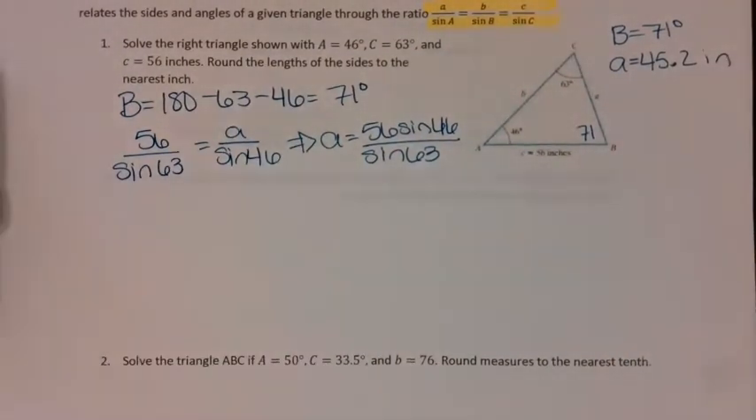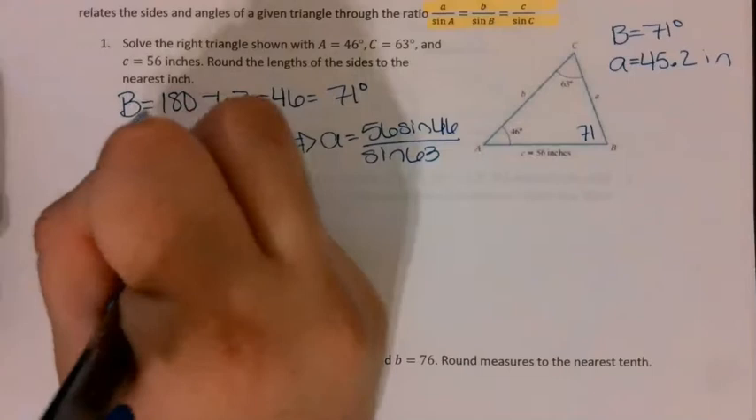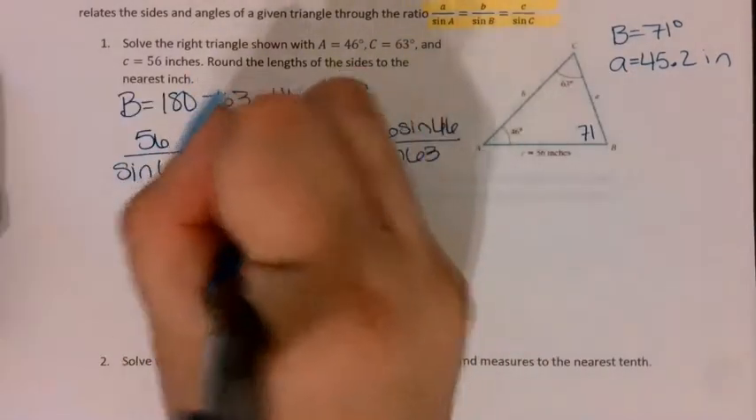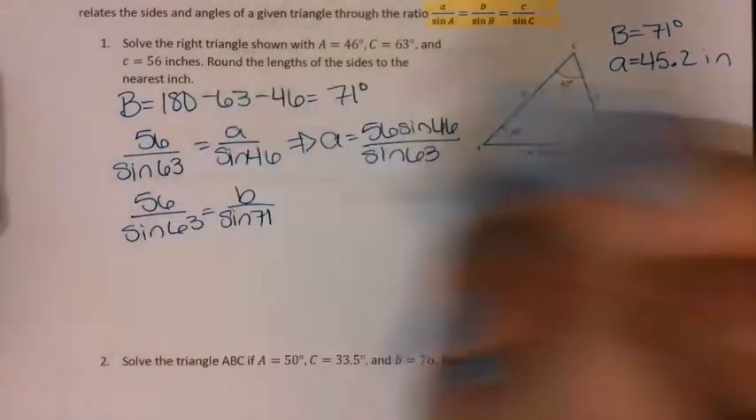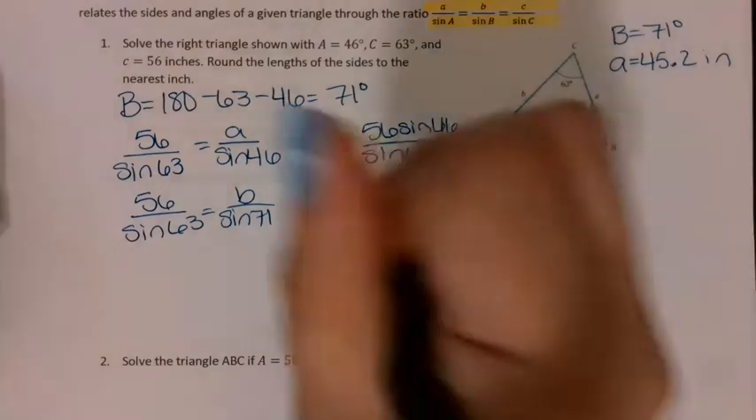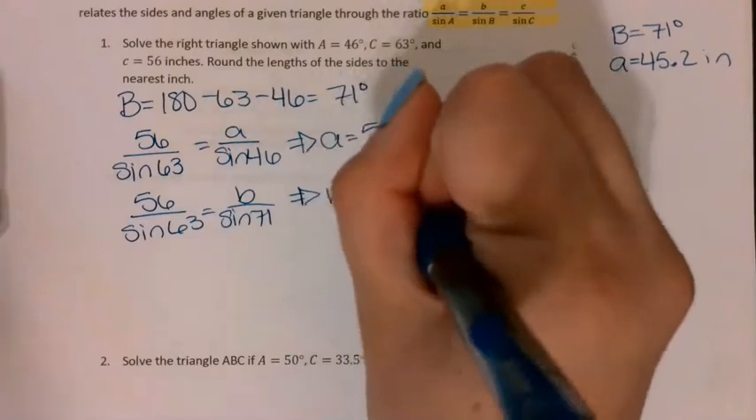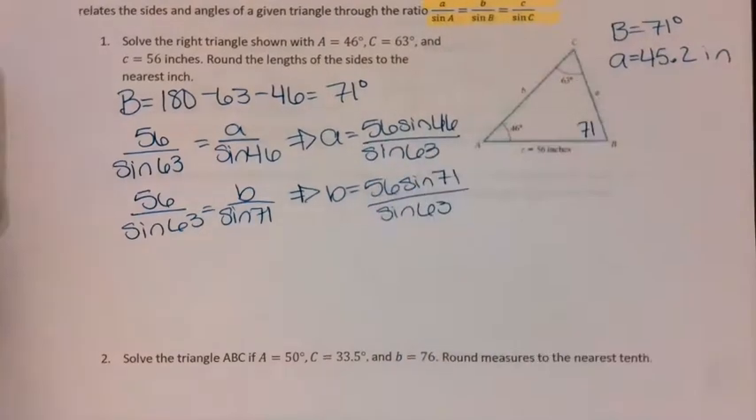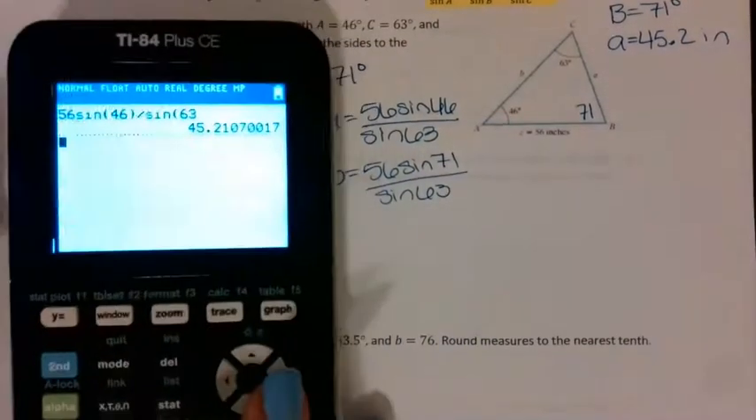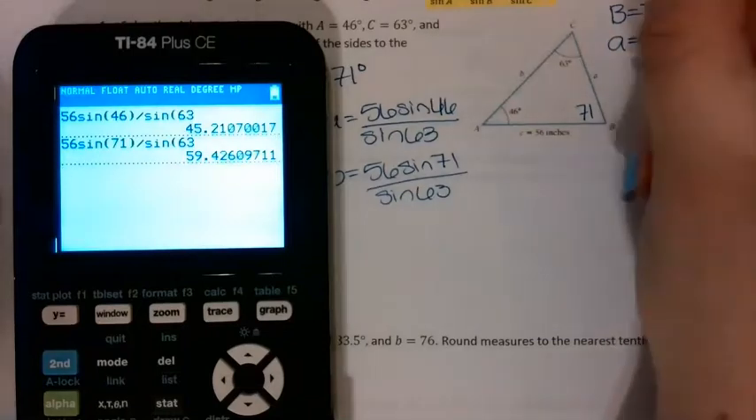Then I'm going to go ahead and solve for B. It's going to use the same ratio from C because that didn't change. That's still part of the triangle. This time I'm using little b, and the angle measure for B was 71, so I have sine of 71. Then just like before, I want to multiply both sides by sine of 71. So I have B equals 56 times sine of 71 over sine of 63. And then I want to type that into the calculator. This one gives me 59.4.